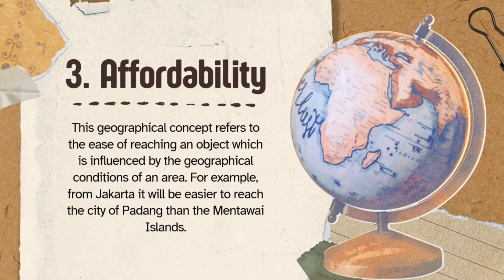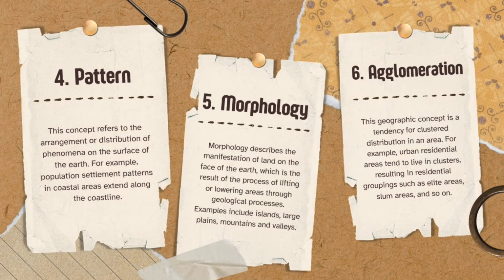Affordability. This geographical concept refers to the ease of reaching an object which is influenced by the geographical condition of an area. For example, from Jakarta, it will be easier to reach the city of Padang than the Mentawai Island. Pattern. This concept refers to the arrangement of distribution of phenomena on the surface of the earth. For example, population settlement patterns in coastal areas extend along the coastline.